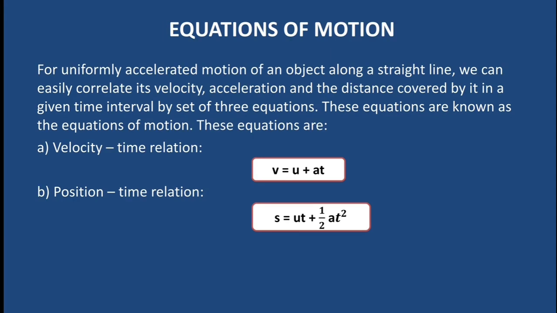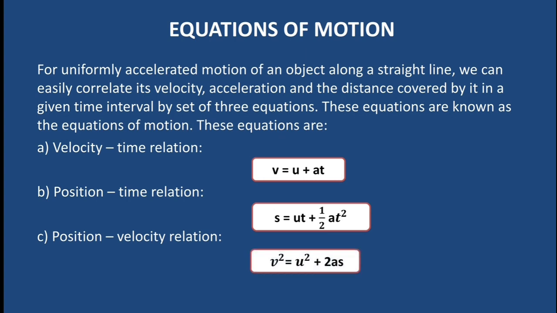Now the third equation of motion is also known as position velocity relation. Let an object start moving along a straight line under a constant acceleration a, such that its velocity changes from u to final velocity v in order to cover a distance s. Then this relation is given by v square is equal to u square plus 2as, where v is the final velocity of the object, u is the initial velocity of the object, a is the uniform acceleration, and s is the distance covered in order to change the velocity from u to v.